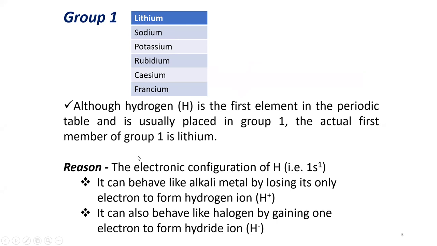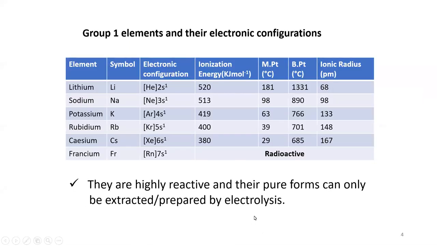Now, why is hydrogen placed in the same group with your group one elements? Because of the electronic configuration of hydrogen, which is 1s1. So it behaves like the group one metals, because it can lose this one electron to become the hydrogen ion. Or it can even behave like the halogens, the group seven elements, by getting one electron and becoming a hydride. So it can form the hydrogen ion, behaving like a group one element, or the hydride ion, behaving like a halogen.